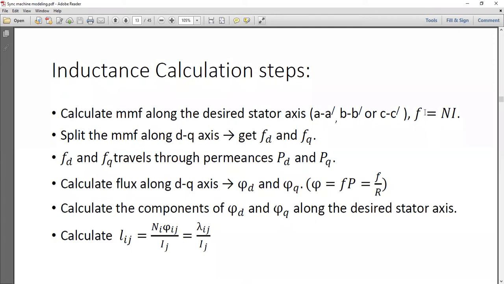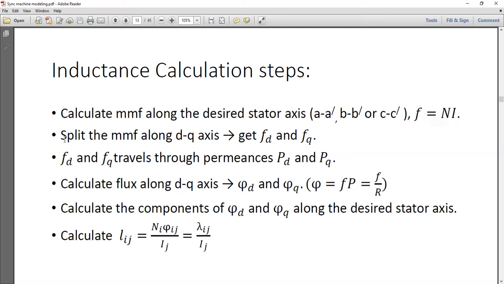And the MMF, in general, from the magnetic circuit relationship, we know the MMF formula is N multiplied by I. What is N and I here? N is the number of turns in that coil, and I is the amount of current flowing through that coil.